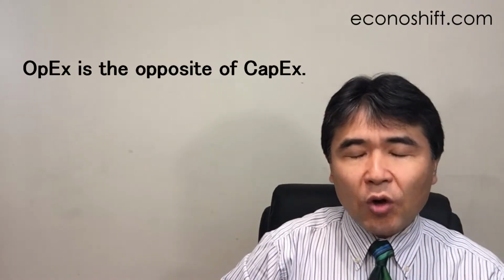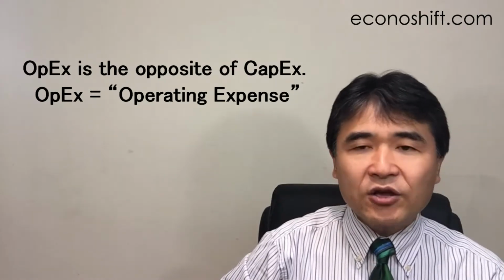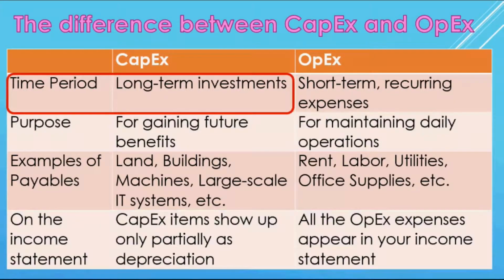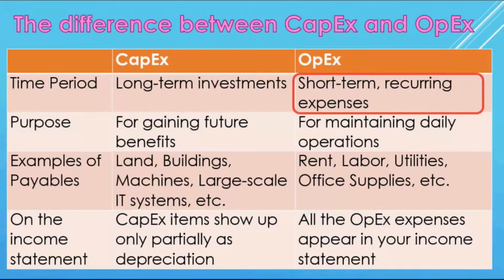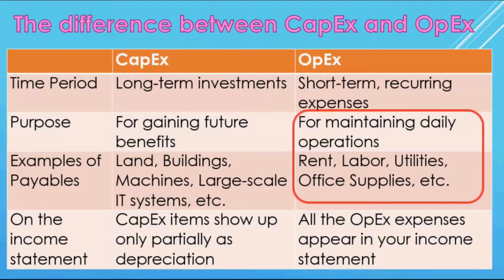There is another term, OPEX, which is the opposite of CapEx. OPEX is an abbreviation of operating expense. I made a comparison table about them. CapEx is a long-term investment. On the other hand, OPEX is a short-term incurring expense. Regarding purposes, while CapEx is for gaining future benefit, OPEX is the expense that must be paid to maintain daily operations, such as rent, labor, utilities, and office supplies.